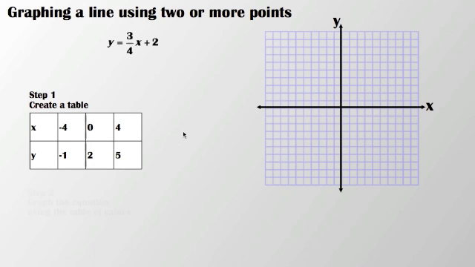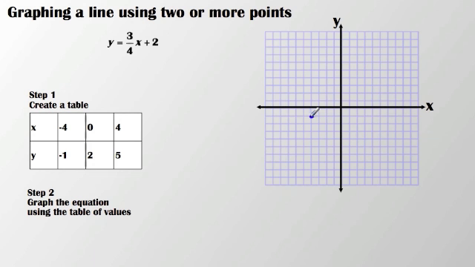I always want to use more than 2 points, even though you can make a line with 2 points, just to make sure that your values match up and that your points are correct. Then, step 2 is to graph the equation using the table of values.